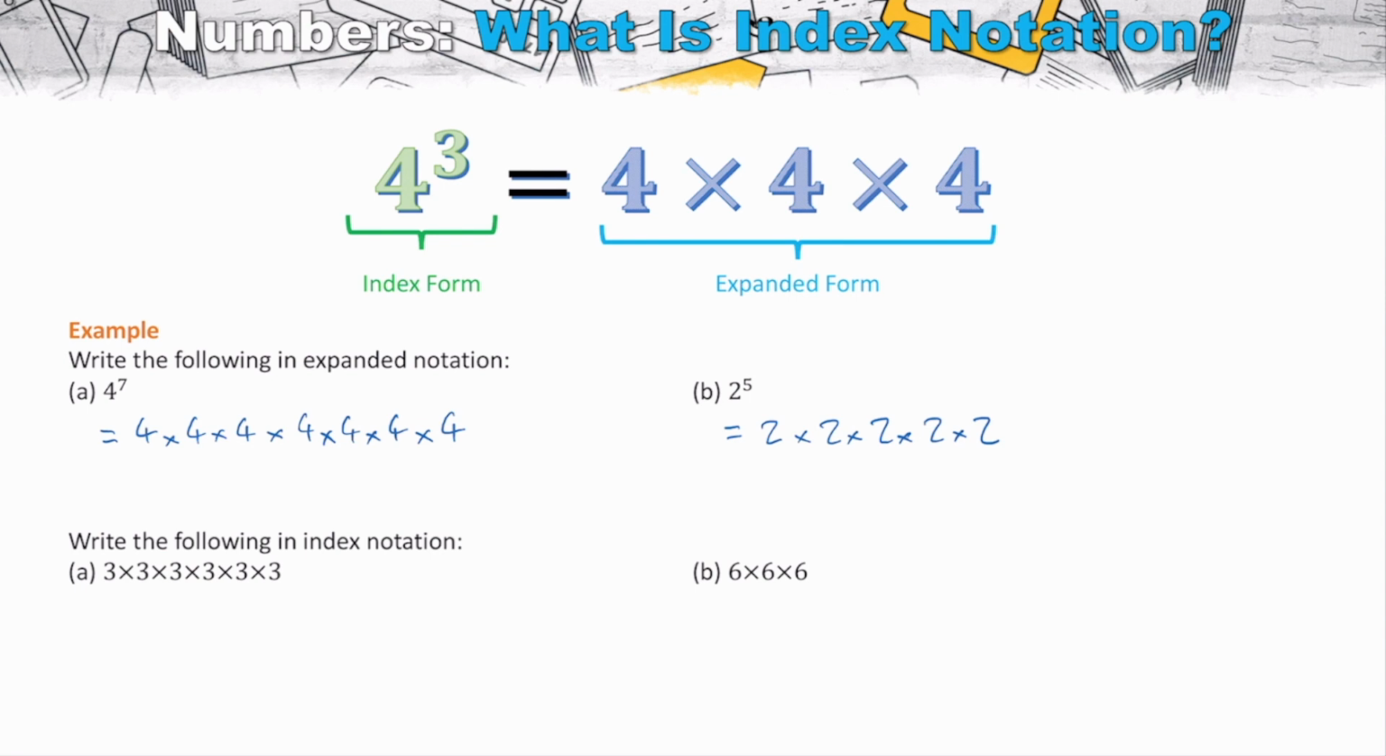So for example, we've got 3 times 3 times 3 times 3 times 3 times 3. Our base here will have to be the 3 because that's what's multiplying by itself. And our power will have to be 6 because our base is multiplying by itself a total of 6 times. In our next example, we've got 6 that's multiplying by itself 3 times. So our base will need to be our 6, that's the big number, and then our power needs to be the 3 because that's how many times 6 is multiplying by itself.